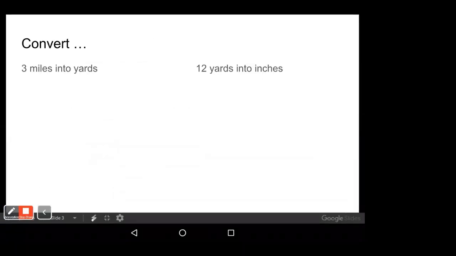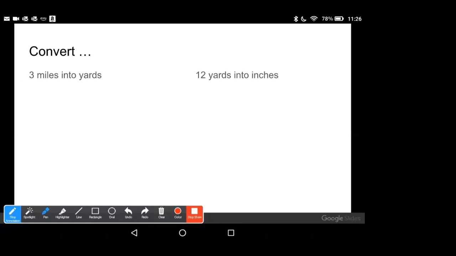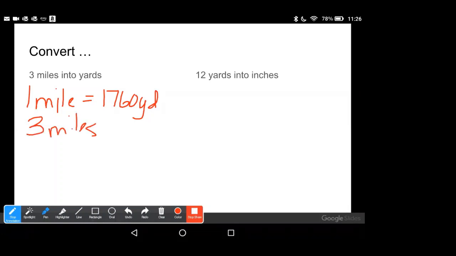Because what you're going to have to do today is you're going to have to convert. And it's going to be all of these, the miles, inches, all that kind of stuff. So if I want to convert 3 miles into yards, I know that 1 mile, and that little conversion chart will be on the top of your worksheet, I know that 1 mile is equal to 1,760 yards. So if I want to know how many 3 miles are, I'm going to take that number and multiply by 3. Because 1 mile has 1,760, 2 miles would have double that, 3 miles would have 3 times that.